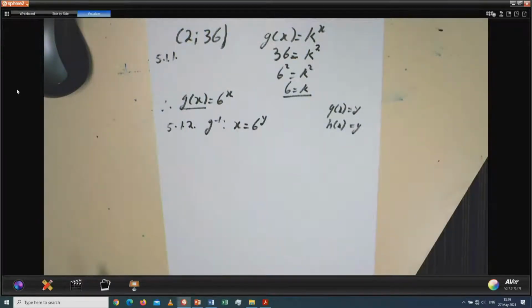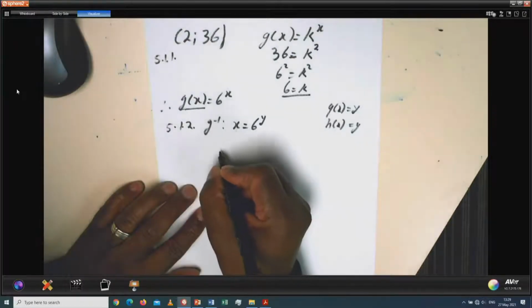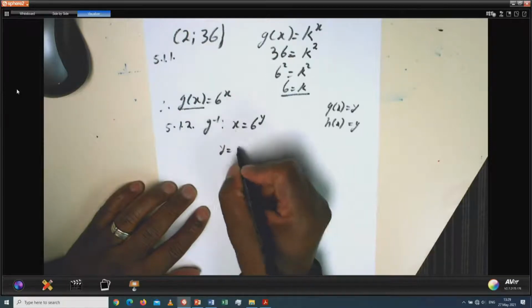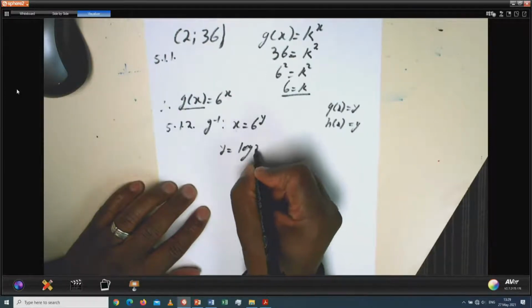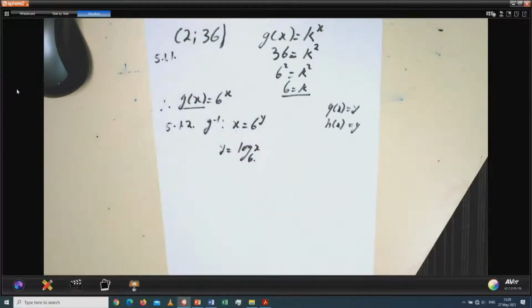Now, after swapping x and y, what do we do? You make y the subject of the formula. So if you make y the subject of the formula here, y will then be equal to the log of x base 6. That is the inverse. Y is equal to the log of x base 6.